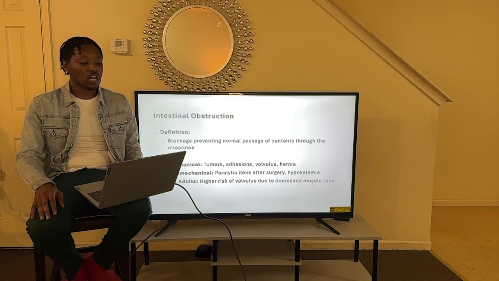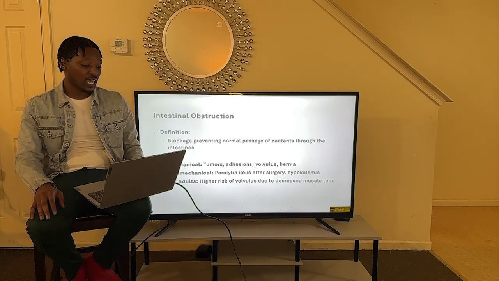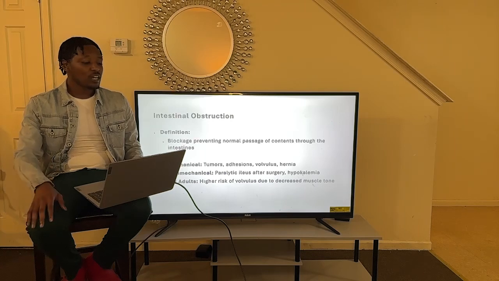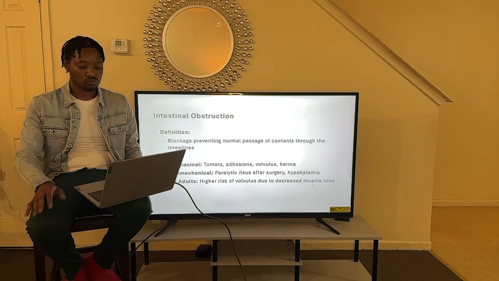For intestinal obstruction, the definition of this disorder is a blockage preventing normal passage of contents through the intestines. The types of intestinal obstruction include mechanical and non-mechanical. Mechanical intestinal obstruction includes tumors, adhesions, volvulus, and hernias. Non-mechanical includes a paralytic ileus after surgery, hypokalemia, and in older adults, a higher risk for volvulus due to decreased muscle tone.